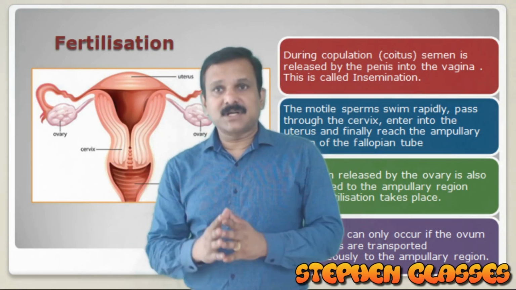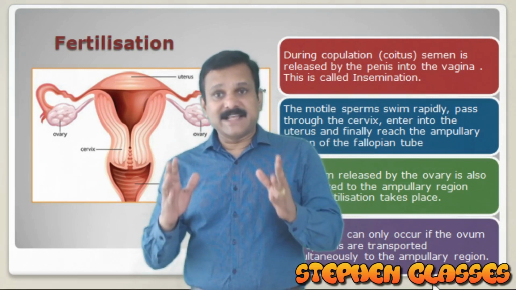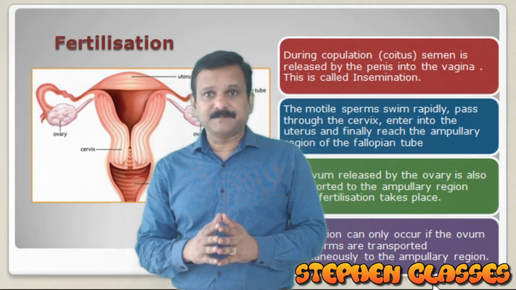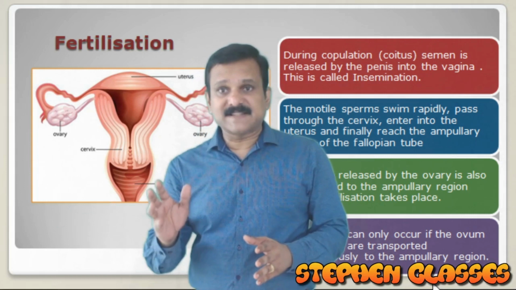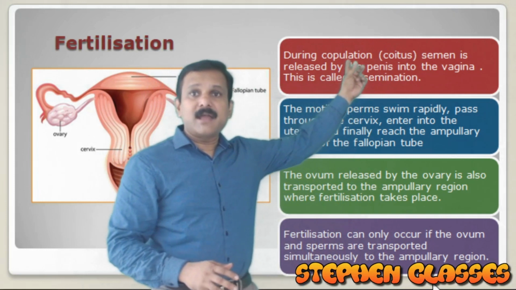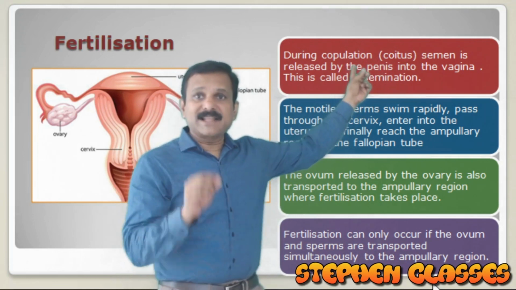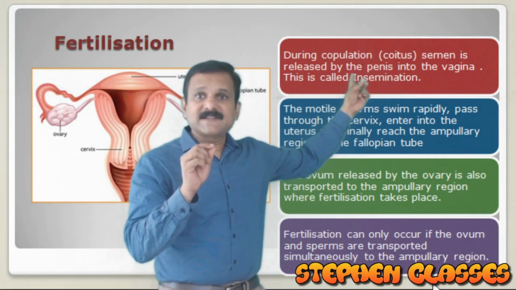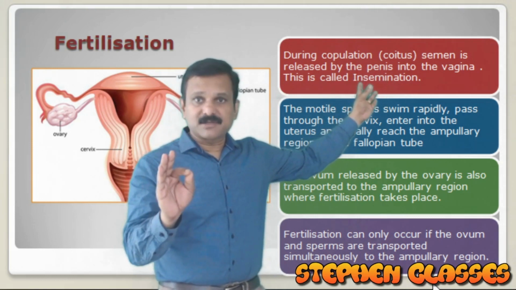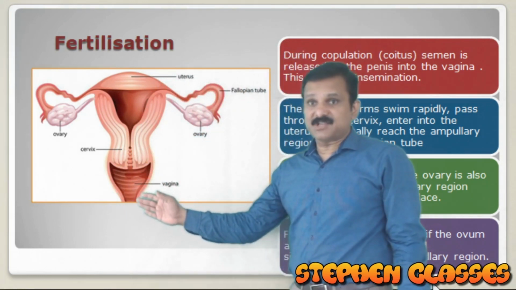For fertilization to occur, there should be insemination. As you know, in the reproductive events we discussed earlier, I have given you an idea about all the reproductive events. So here, first of all, there should be insemination. And how does insemination occur? Insemination will happen only by copulation or coitus. We can call it sexual intercourse. By that process, the semen will be released by the penis into the vaginal region. So that process is called insemination. Insemination will introduce the sperm cells into the vaginal region, right?